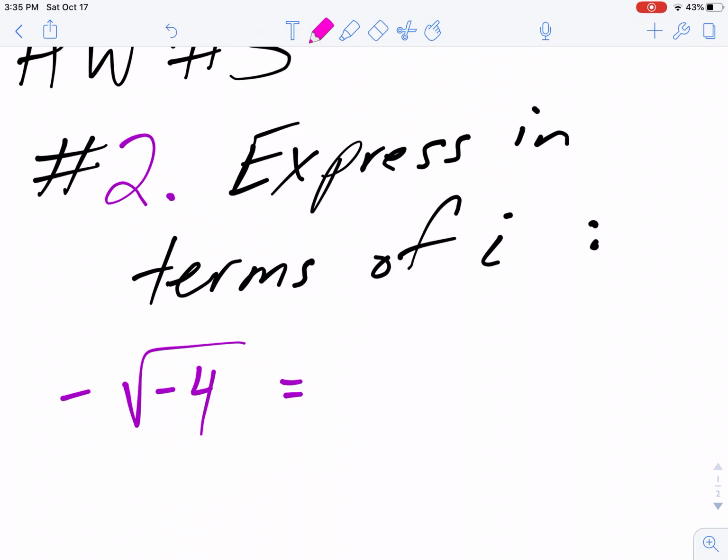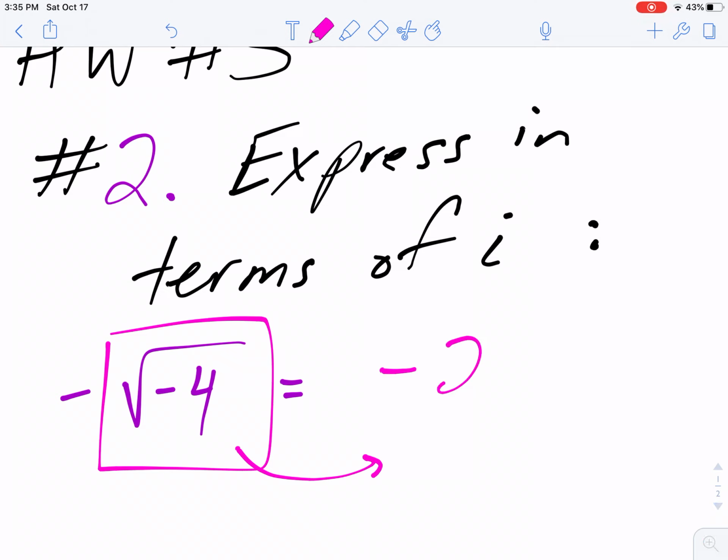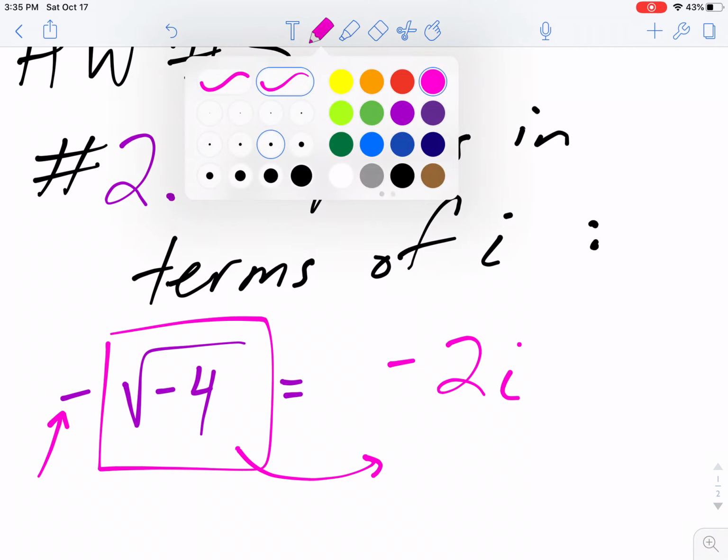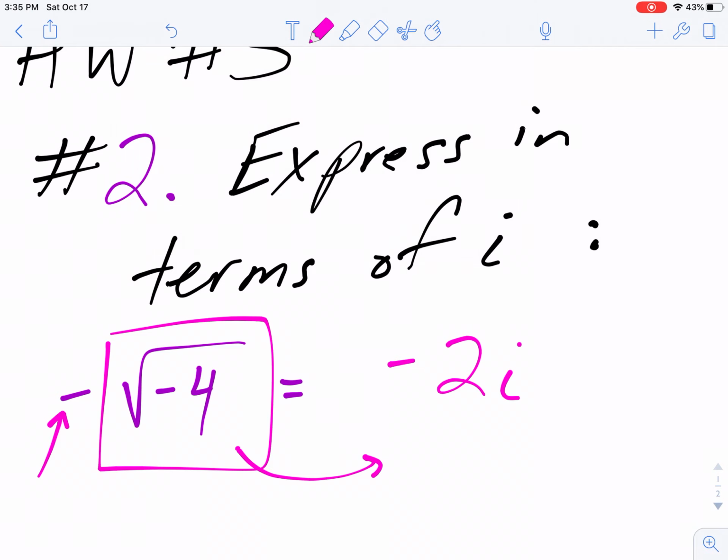So what that looks like is, if we just have the square root of negative 4, well, the square root of negative 4 is 2i. So we still have this negative out front, okay? But what I just changed is the square root. I'll change it to a different color here. What I just changed is the square root of negative 4.